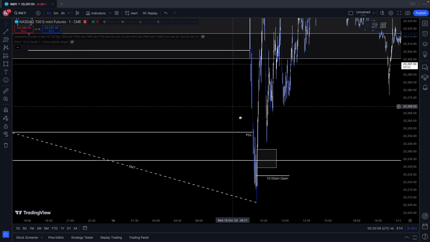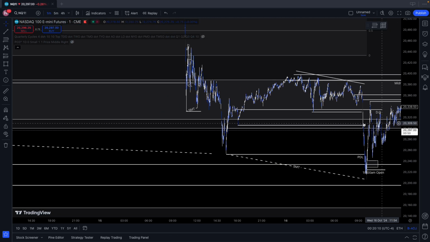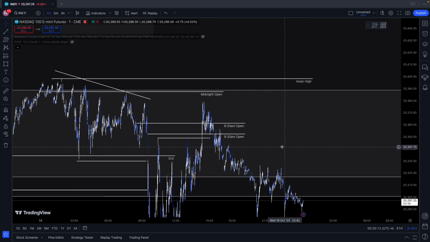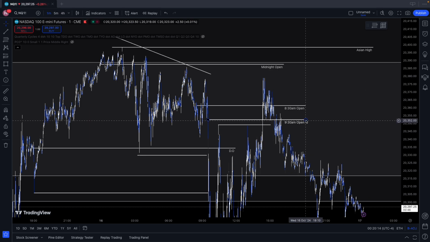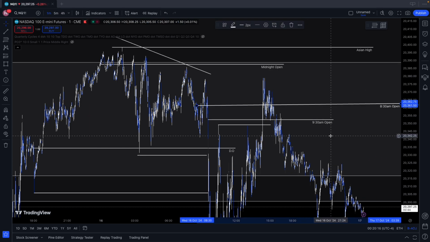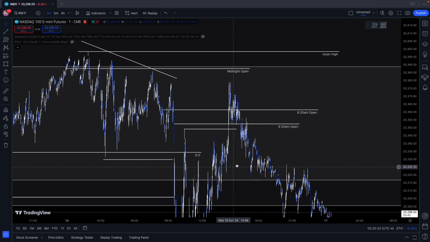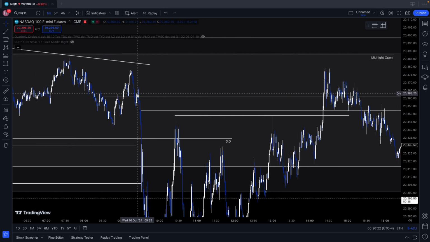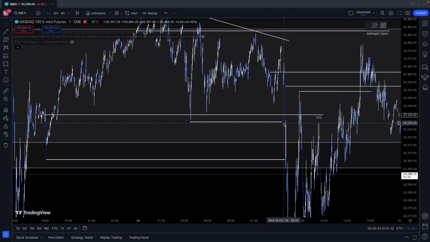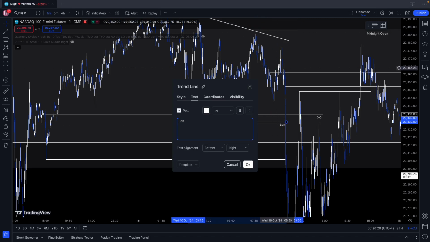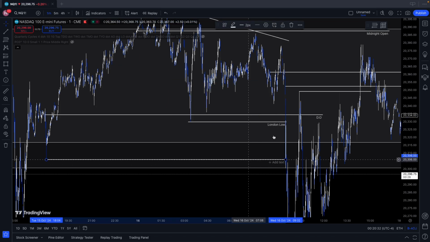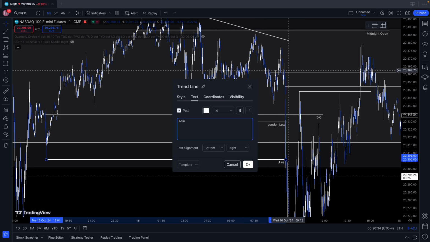So market opened at 9:30 a.m. and right off market open, price dumped. In 3 candles we dumped, taking out the Asian and London low. Price dumped, taking out the London low, and then taking out the Asian low right here, where I took my first position.